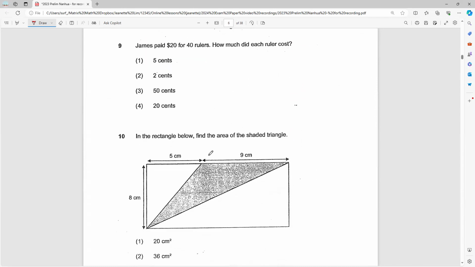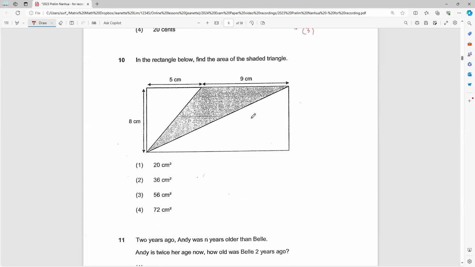James paid $20 for 40 rulers. How much did each ruler cost? Okay, so let's write down 40 rulers, $20. So 1 ruler, we have to divide by 40. And 20 over 40 is actually half. Half a dollar is 50 cents. So answer 3. Okay, or you can change everything to cents as well.